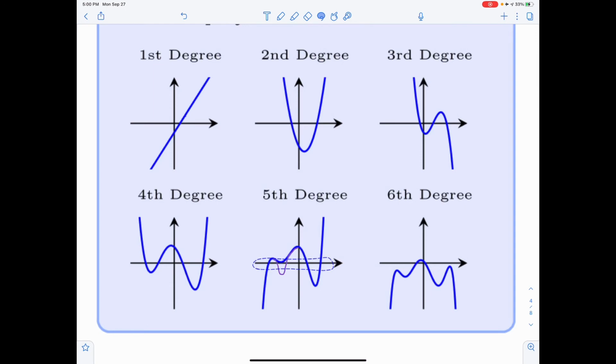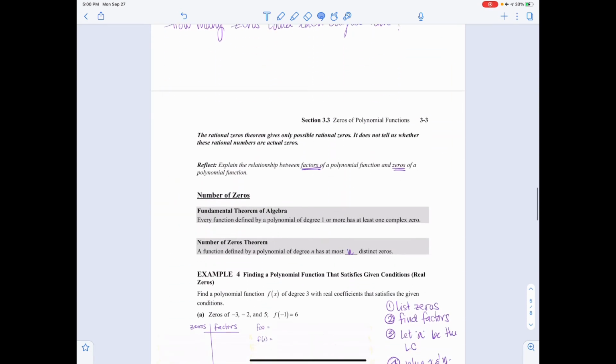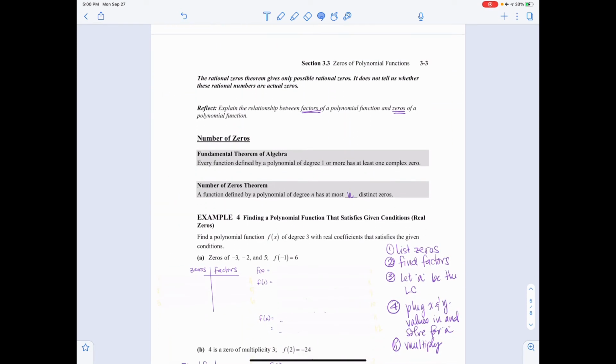Same thing with the sixth degree. Right now there's only 2 showing, but if I stretched this vertically and did something like this, then I could possibly have as many as 6 x-intercepts or 6 zeros in my sixth degree polynomial. All right, so let's take this into consideration when we cover how many zeros we may have.